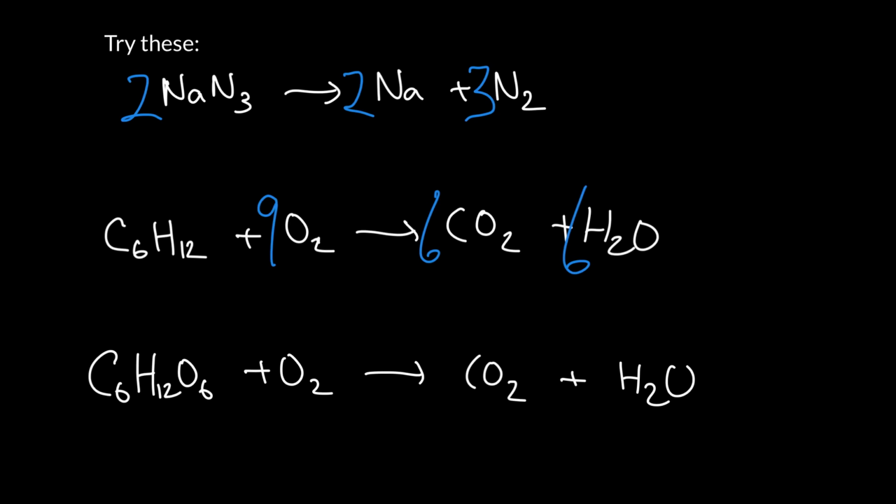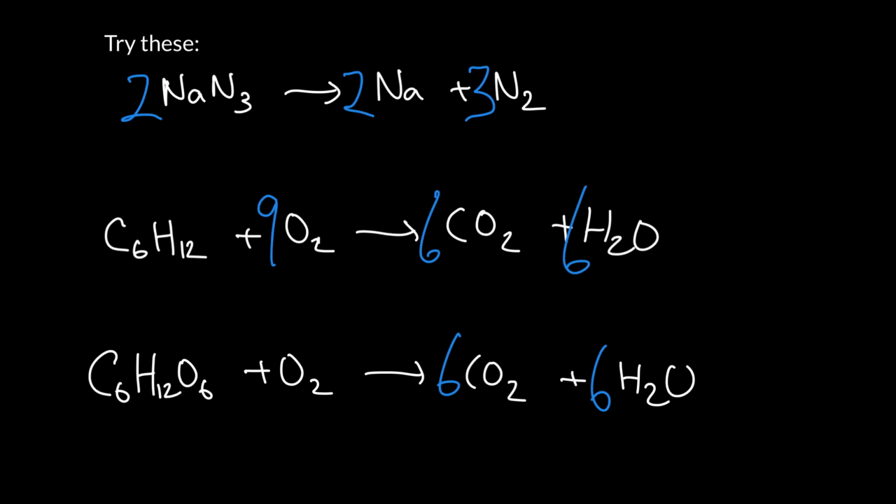And the last one here is actually kind of tough. It's the same thing with the carbon. There's six carbons on the left. We want six on the right, so we put a coefficient of six here. There are 12 hydrogens on the left. We need 12 on the right. So if water has two apiece, then same story as before. We need six of them.